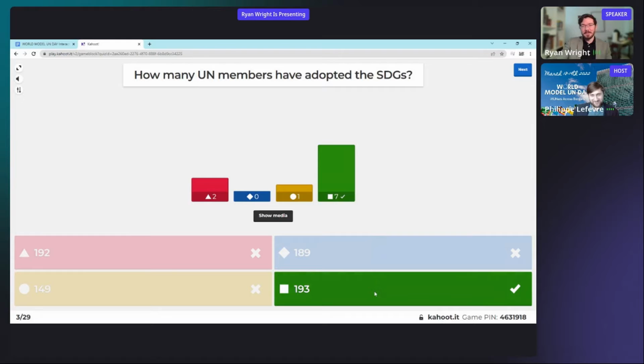193 UN members have adopted the SDGs. To go through the other ones, 149 is the number of UN members who are tracked on the SDG indicators. And 189 is the number of UN members who had adopted the Millennium Development Goals. And then 192 was just to throw you off. And it seems to have worked.